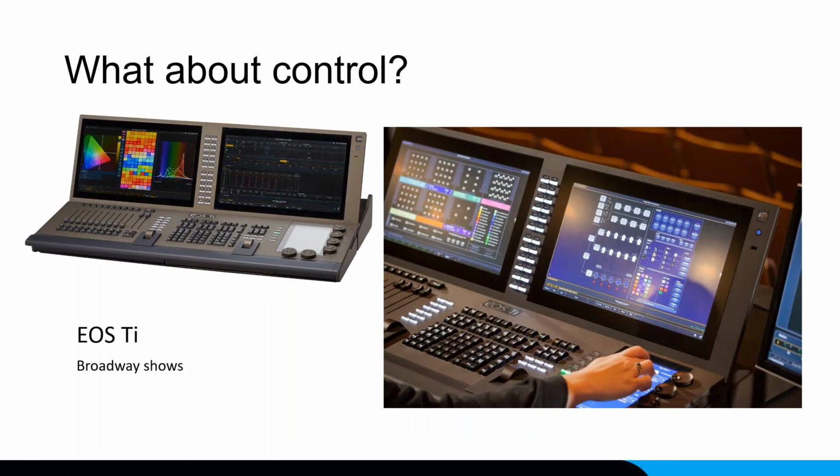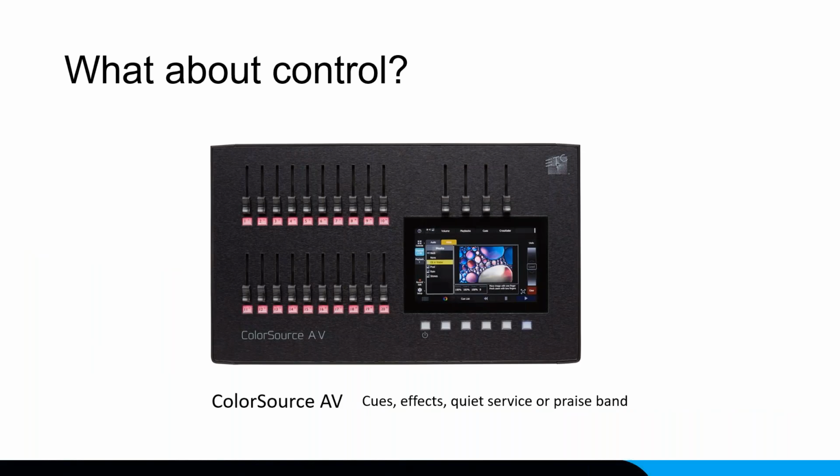We want to talk a little bit about control. That's always fun to look at, big, exciting lighting consoles. This is the Eos Ti. This is the console that sits on Broadway shows. It's in numerous Broadway theaters right now. And you're looking at this and saying, I don't need that. I can't afford that. That scares me to death. But it's not just about that.